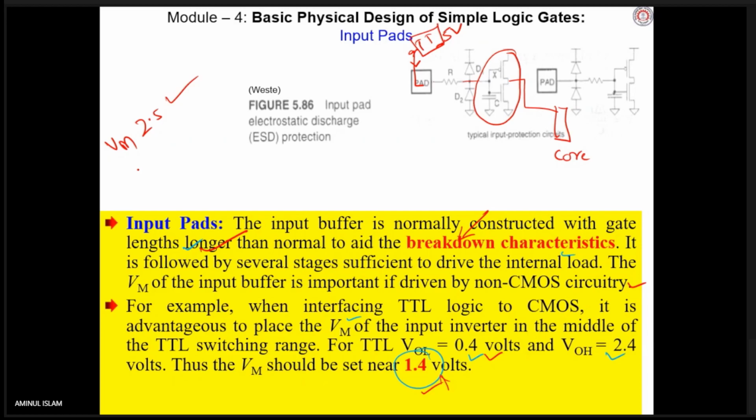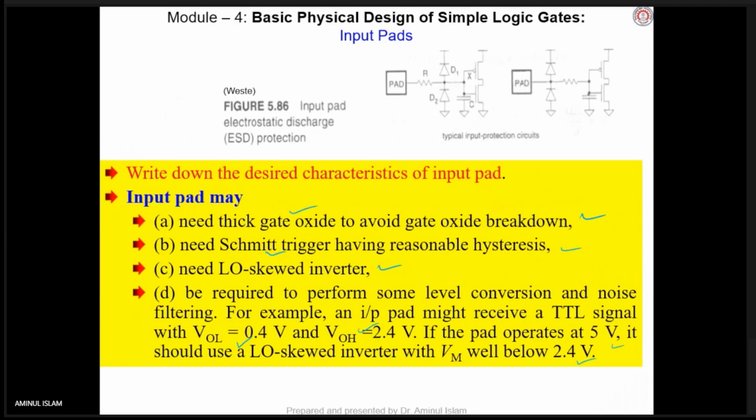We are not making VM equal to 2.5 volt or so. We are making the MOSFET stronger here. A low skewed inverter is required. It may be required to perform some level conversion and noise filtering.